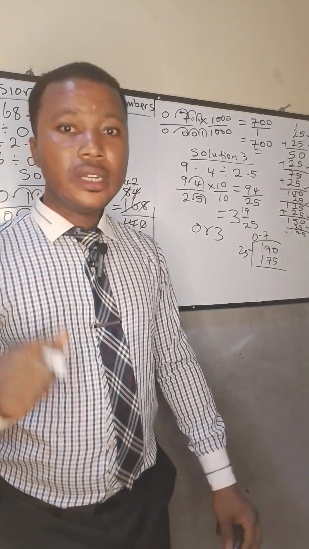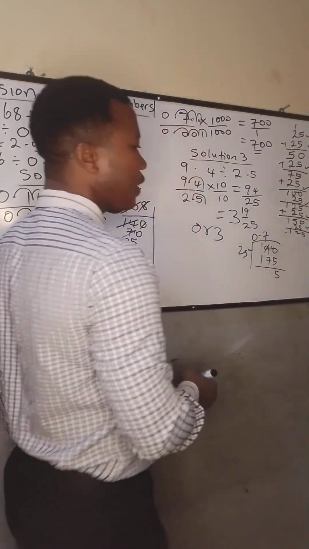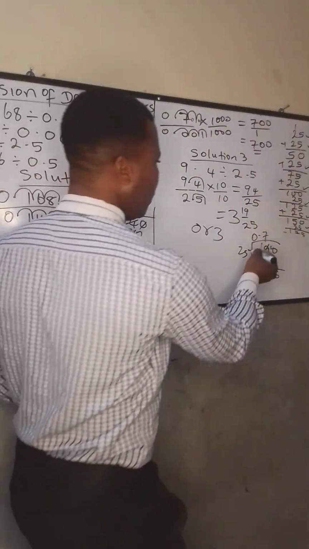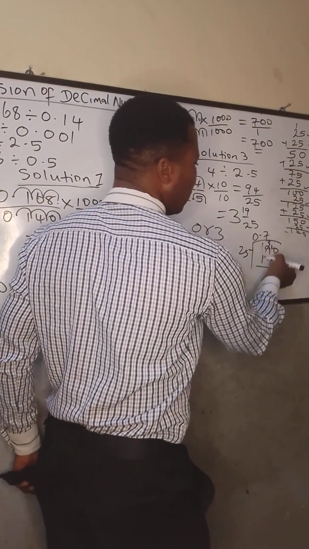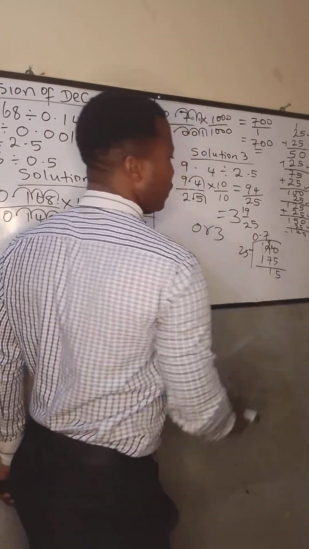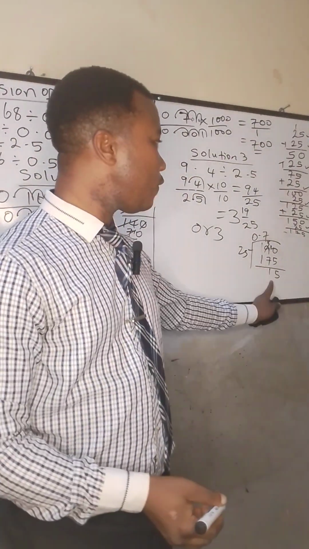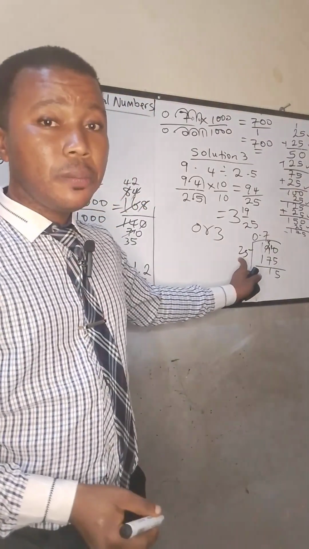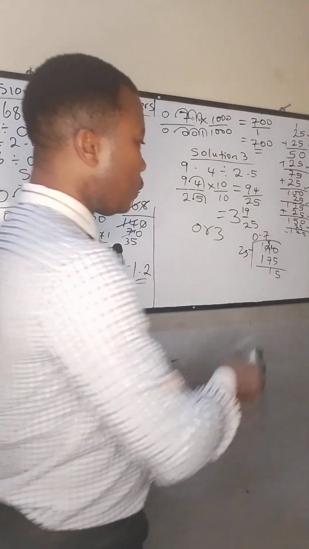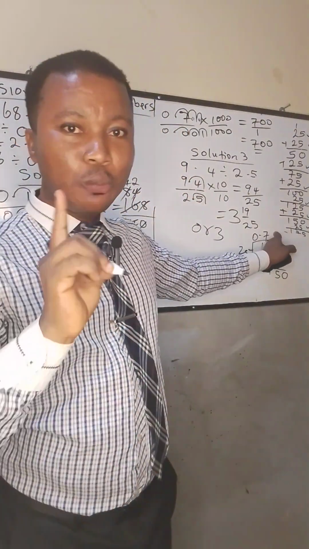0 minus 5 is not possible. We go here. 10 minus 5 is 5. 1 minus 7 is not possible. So 10, 5. This is 8 now. 8 minus 7 is giving us 1. And of course, 1 minus 1 is 0. We are left with 15. So in this case here, 15 divided by 25 is not possible again. So of course, we add 0 here again. But we will not add point again. We only add a point once.